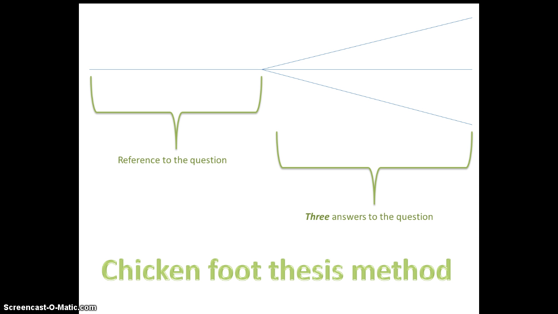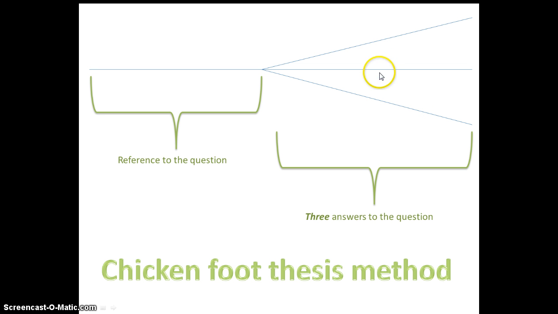We use the chickenfoot thesis method in this class, which means that your thesis should have a reference to the question that there was a revolution going on in Russia and China, and then provide three answers to that question. That they had similar goals in the abolishment of their long-standing monarchies. They had a similar goal in building domestic power, and they had a different goal in the type of system they wanted to build. So if you look at it, it ends up looking like a chicken foot. Reference the question, answer 1, answer 2, answer 3.